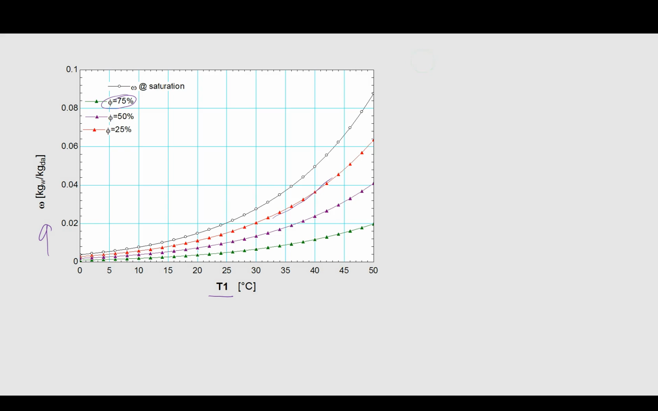Now we recall that we have an expression for enthalpy, and enthalpy was Cp times the temperature plus omega times hg.